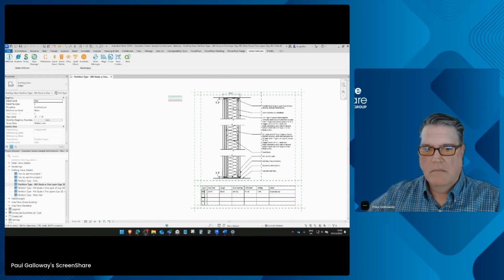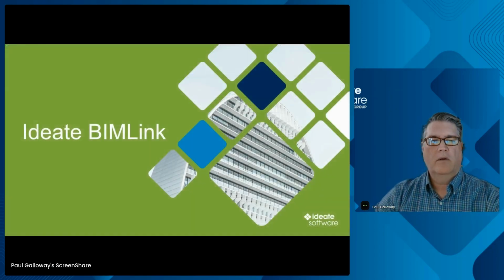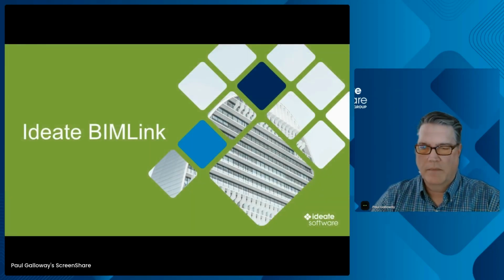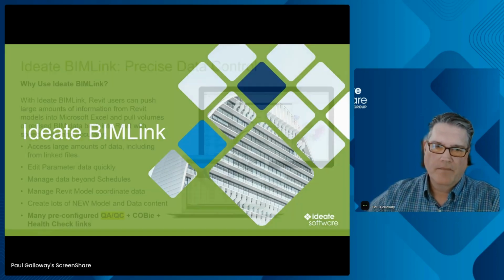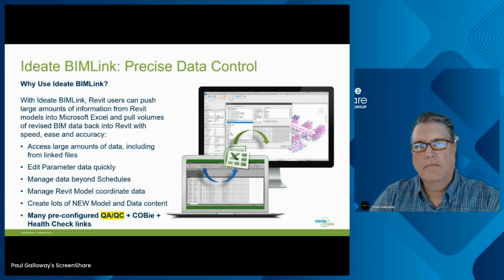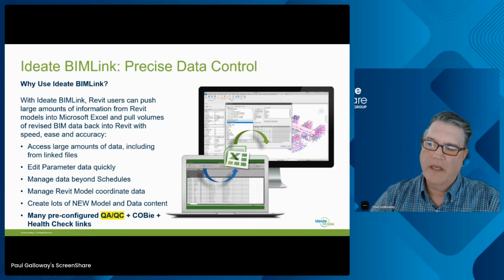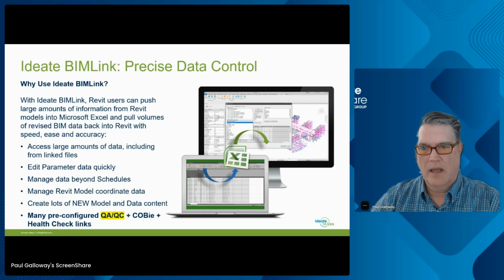All right. Let's move on and take a look at Ideate BIM-Link. Now BIM-Link, Explorer lets us see all the pieces and parts of our model, whereas BIM-Link is really more focused on the data inside those model elements. So parameter information.